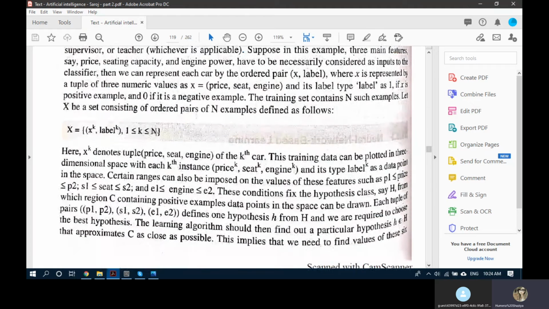Look at this. What happens here is xk, label k. This xk can be a tuple. Tuple means a set of values. It has more than one value. As I told you, a student result may be determined by his regularity, his performance in mid exam, his assignments, and his punctuality. So all four values together come into x, and the label, which is the output, says pass, p, if all the criteria are met.